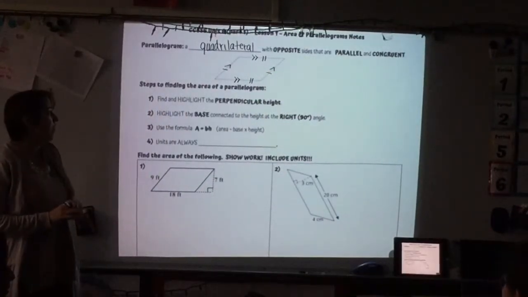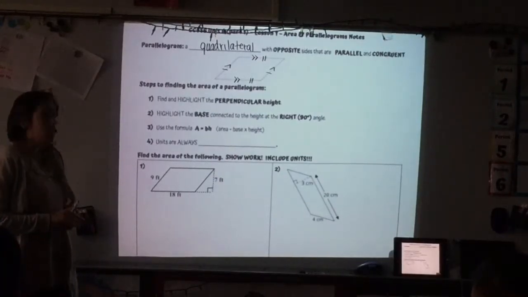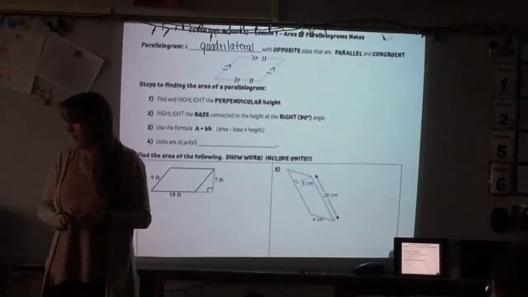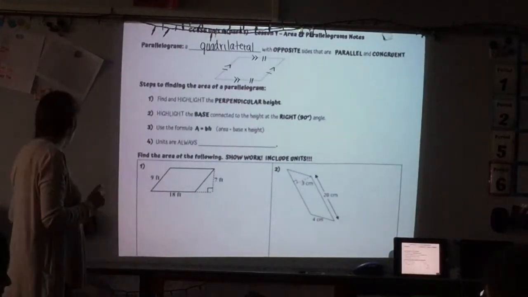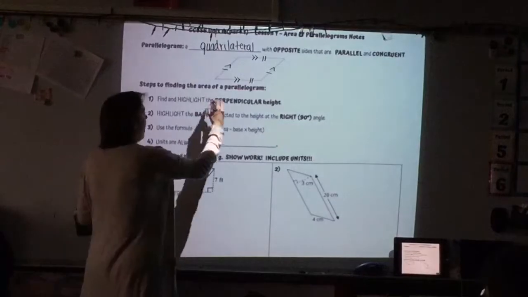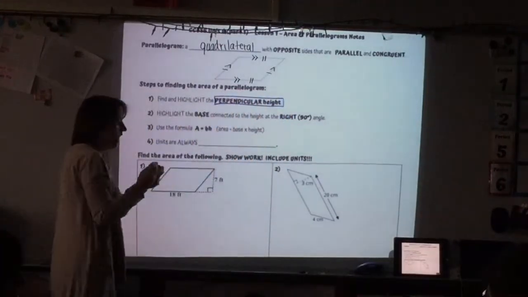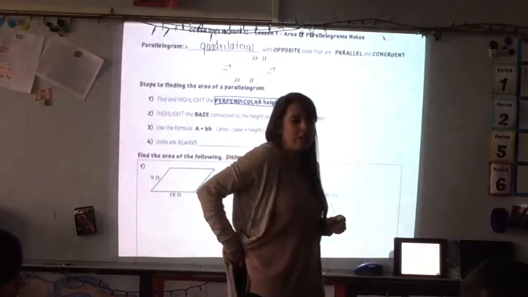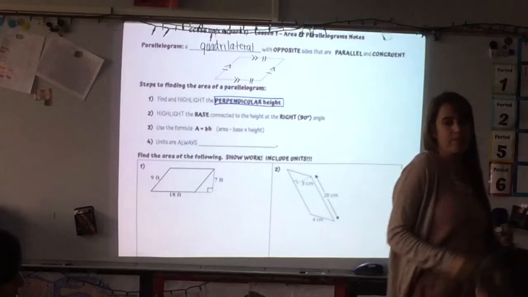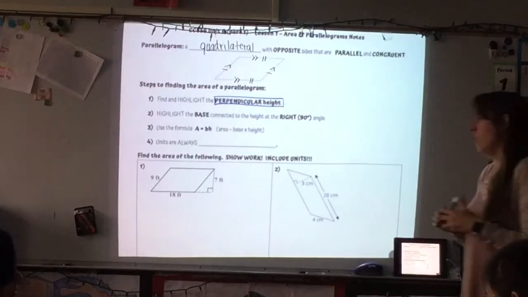So the steps to finding the area of a parallelogram. The first part, the most important part, is that we are finding and highlighting the perpendicular height. I want you to highlight this specifically. The perpendicular height. So if we remember perpendicular, how many degrees? What type of angle is that? 90 degrees, a right angle, okay?